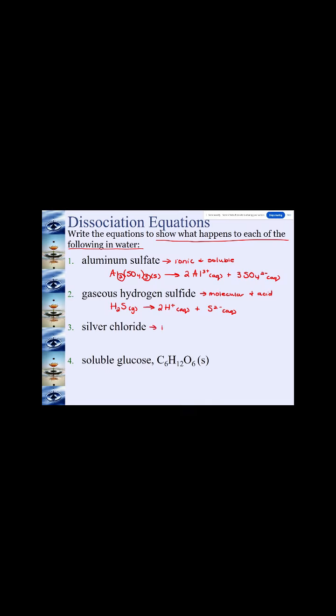Next, we have ionic compound silver chloride. Silver chloride, again, because it's ionic, starts as a solid, but when we check the solubility chart, it is insoluble. So what happens with an insoluble compound? Nothing. It stays the exact same as it started.